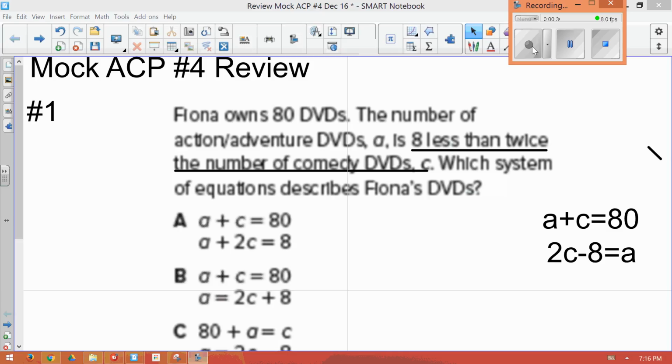Of course, it's probably a good idea to rewind anything that you need to hear again in case I go too fast, but I am going to try to speed through this. Fiona, on problem number 1.